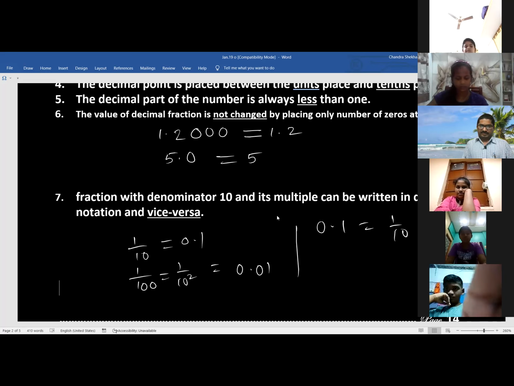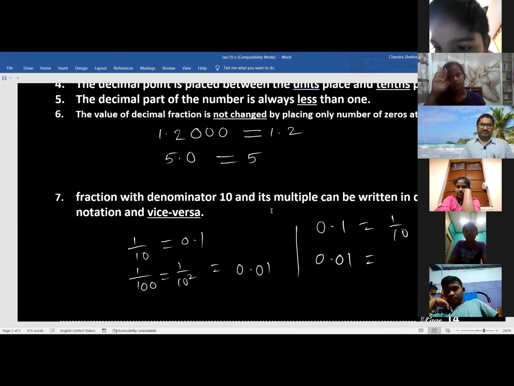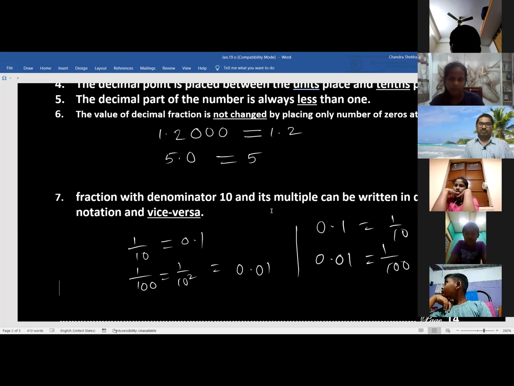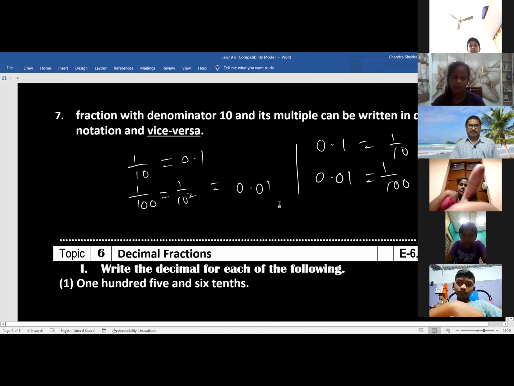Right. Next, 0.01. How can we write it? 1 by 100. 1/100. So this is vice versa. There is no change, no difference. Understood, everyone? So basing on this, we have to do exercise 6.1 today.